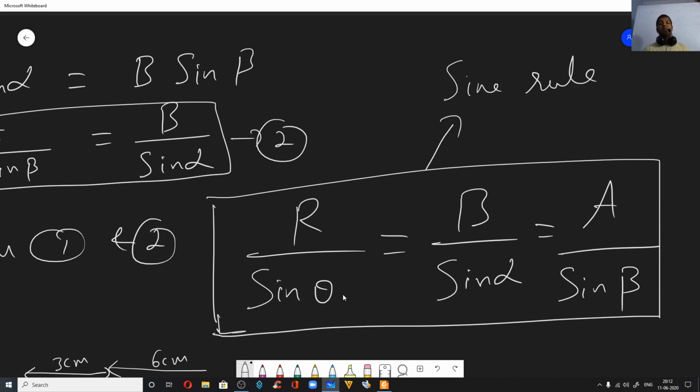Cosine rule we have seen, that is basically the magnitude of the resultant when you have two vectors. Now sine rule is basically this. Try to compare this with the diagram. All right, fine. Let us see in the next class.